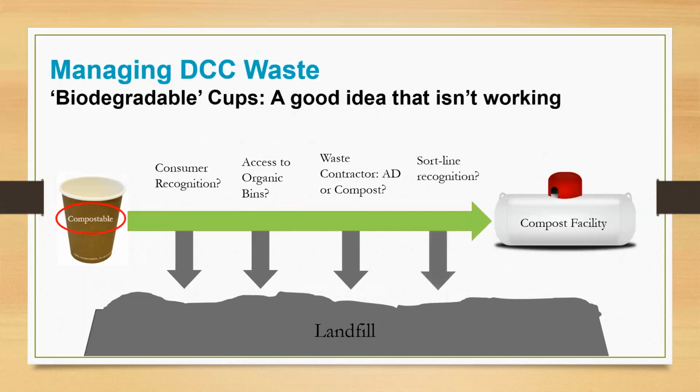The last point is sort line recognition. So when organic waste or any waste is being treated, it generally goes through a sorting process, and this can be a manual sorting process, or it can be an optical or machine sorting process. If it's a machine sorting process, there's no way the machine is going to recognize the difference between a compostable and a non-compostable cup. So it will just remove these things.